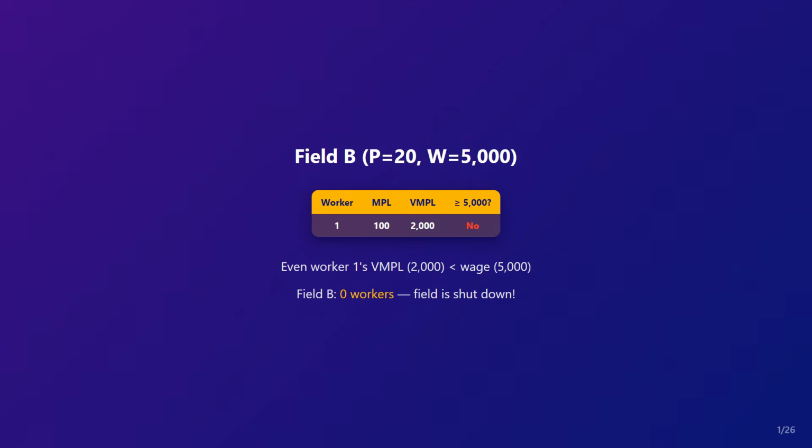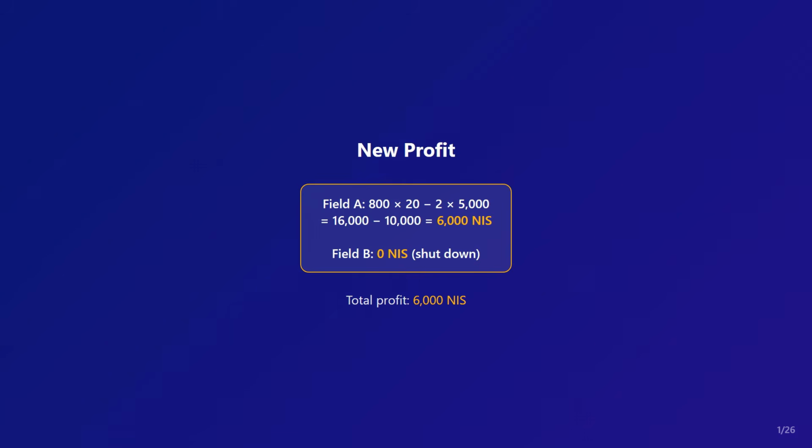Notice what happened. When the wage rose from 300 to 5,000, the producer hires far fewer workers. Although the price rose to 20, the high wage means only 2 workers in Field A are worth hiring. Field B is completely inactive in this situation.